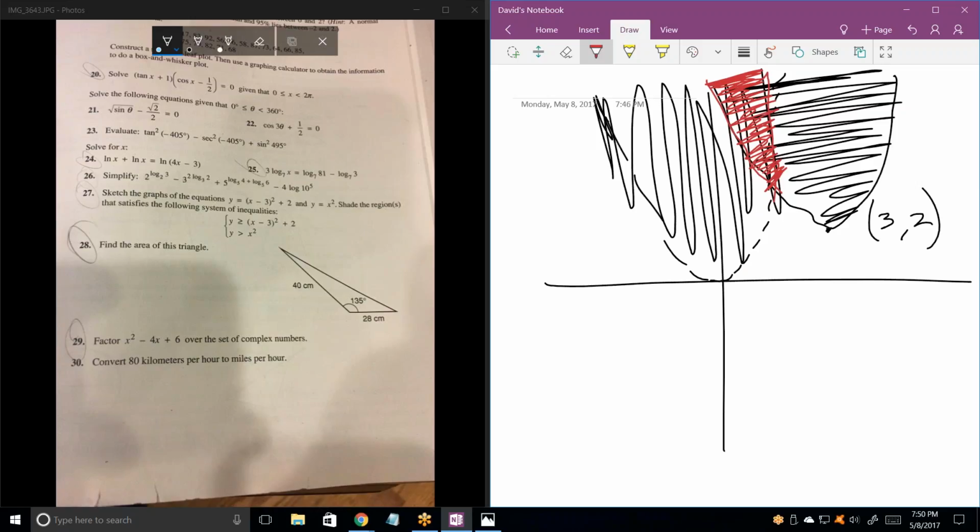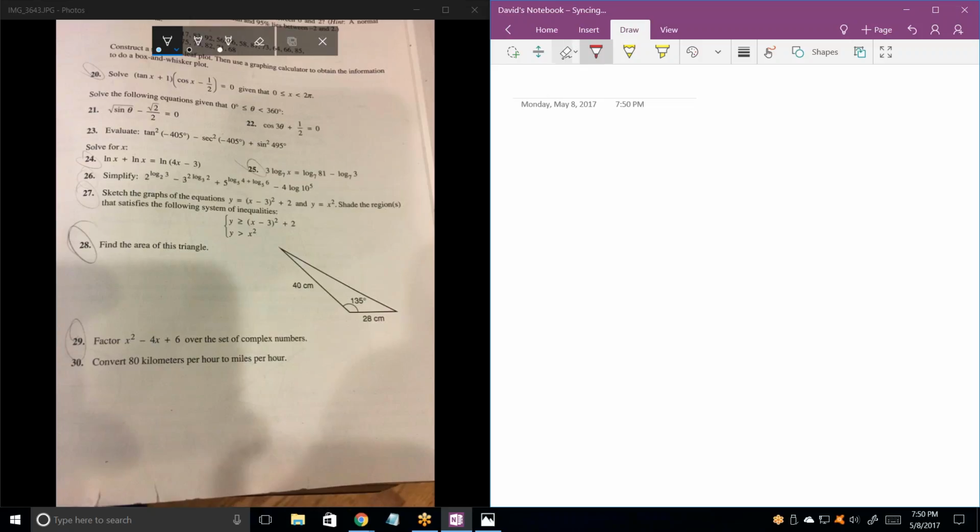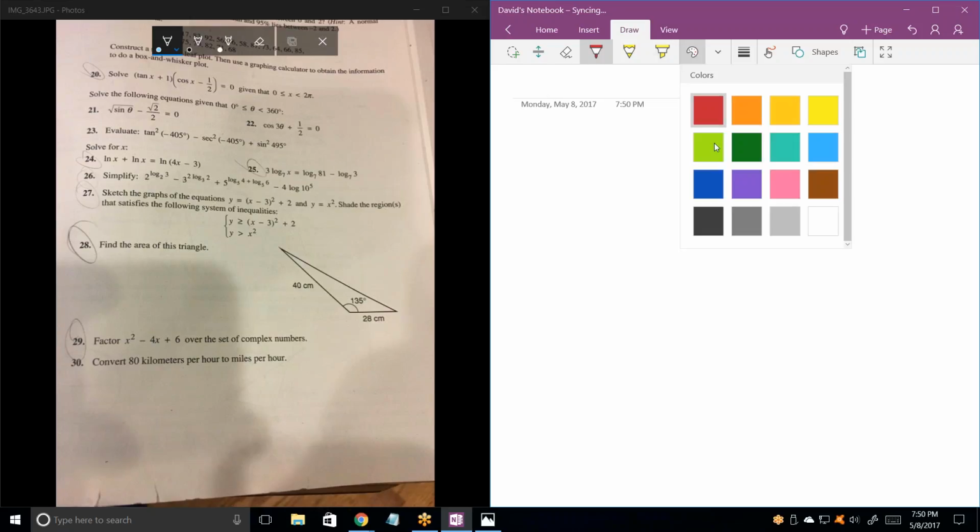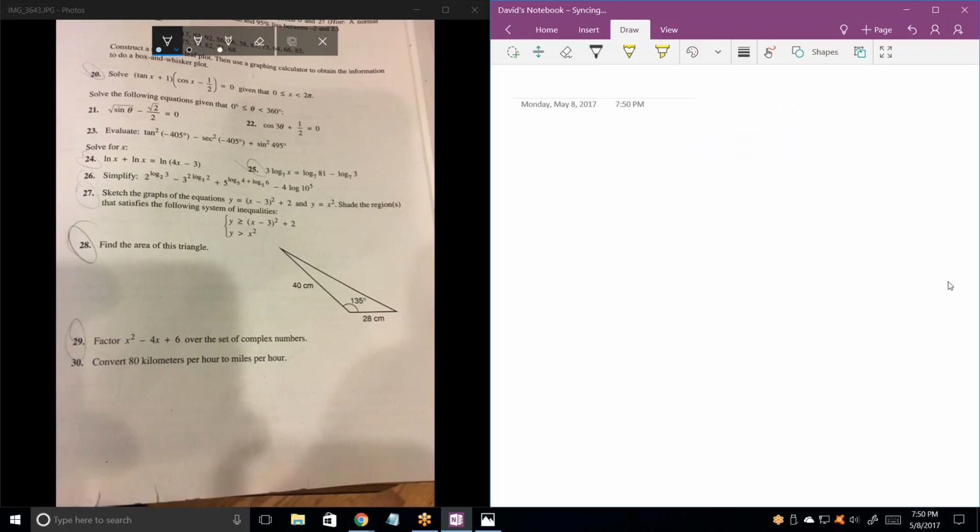28. Okay, so I've been messing up on these ones all the time. Well, this is actually pretty easy. All right, think Pythagorean theorem. What's the area of a right triangle? Area is base times the height. Or, I mean, base times height divided by 2. Okay, this is not a right triangle.